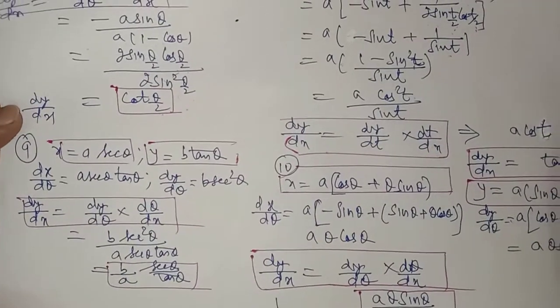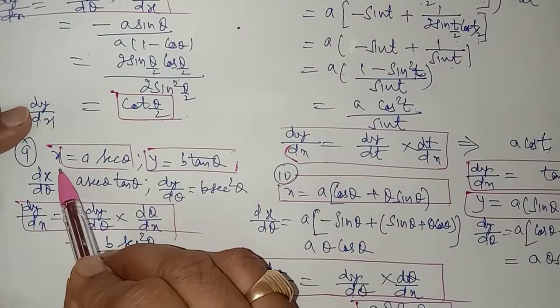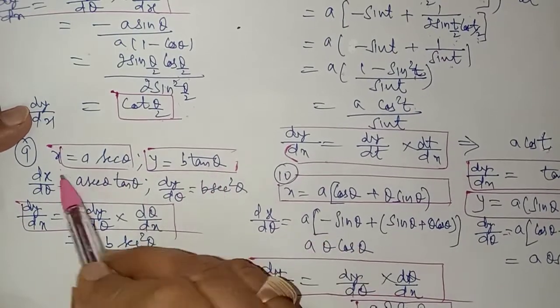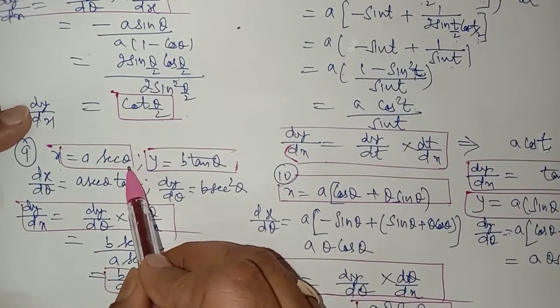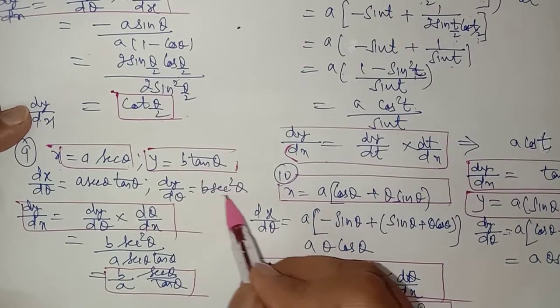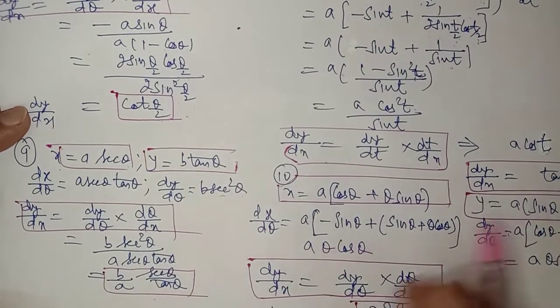Question number 9 is again the same. dx upon d theta, the parameter here is theta. So dx upon d theta is equal to a sec theta into tan theta, the derivative of sec theta, and the derivative of tan is sec square theta. By chain rule you are getting this.